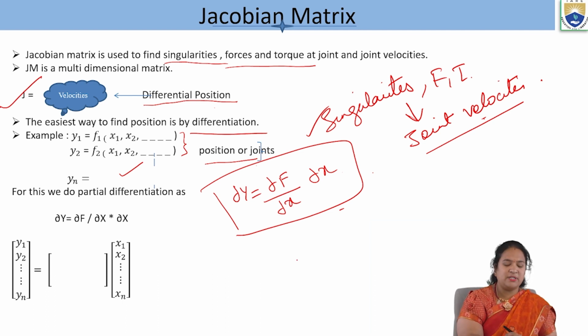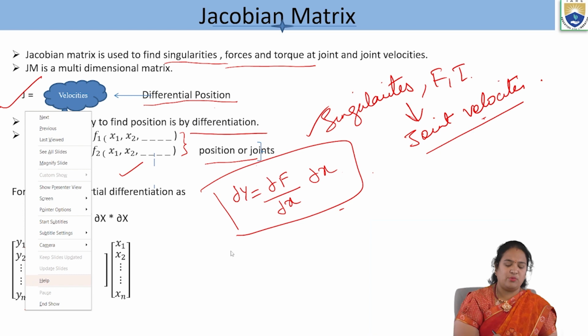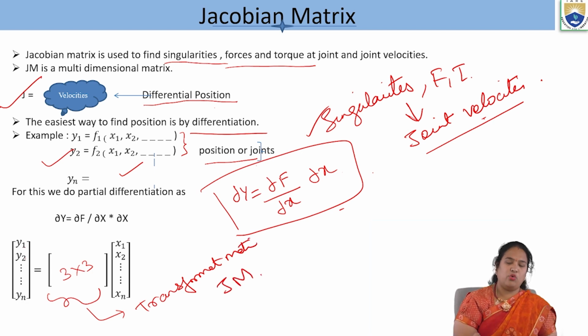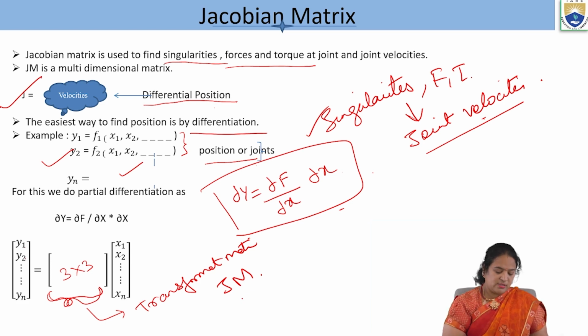Now this particular above equation, when we write in terms of matrix, what we will be getting? y1, y2 and so on up to yn, which is equal to a 3 by 3 matrix, if we are taking a 3 by 3 matrix, into x1, x2 and so on up to xn. So this particular matrix, whatever we have got, is known as the transformation matrix, or we call it a Jacobian matrix, right? This matrix is known as the Jacobian matrix.